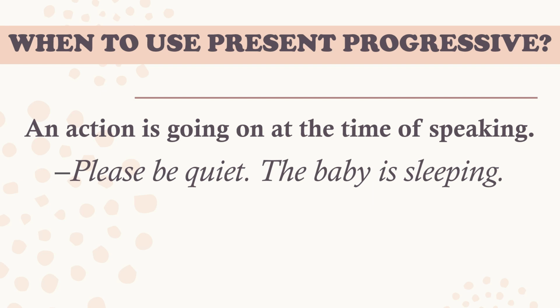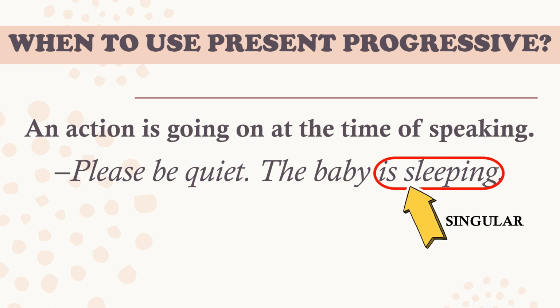Example, let's be quiet. The baby is sleeping. This means that the baby is sleeping when you say be quiet. You will not say be quiet, the baby slept. That means the action happened in the past, and probably the baby is now awakened.